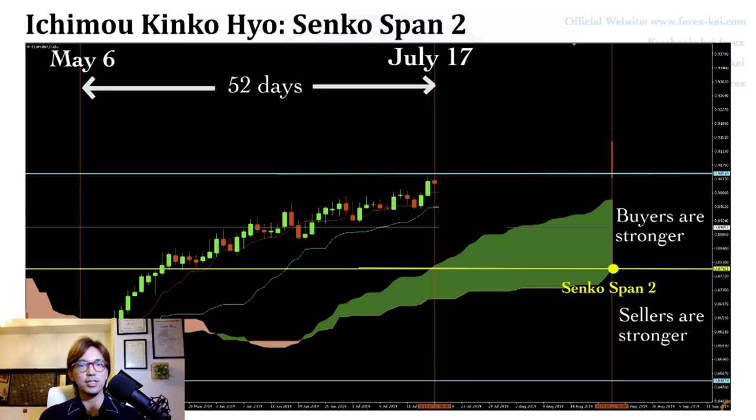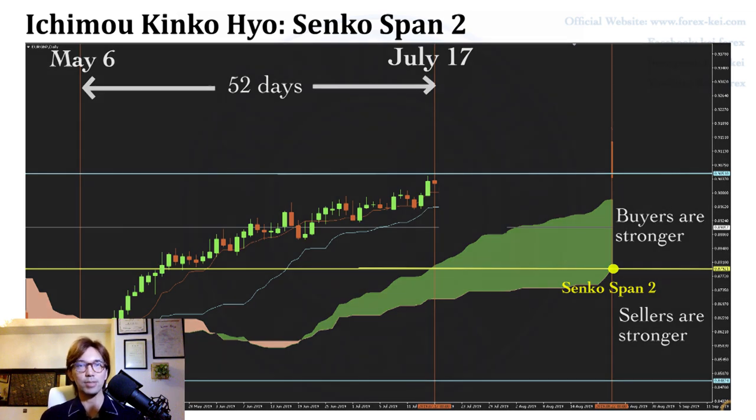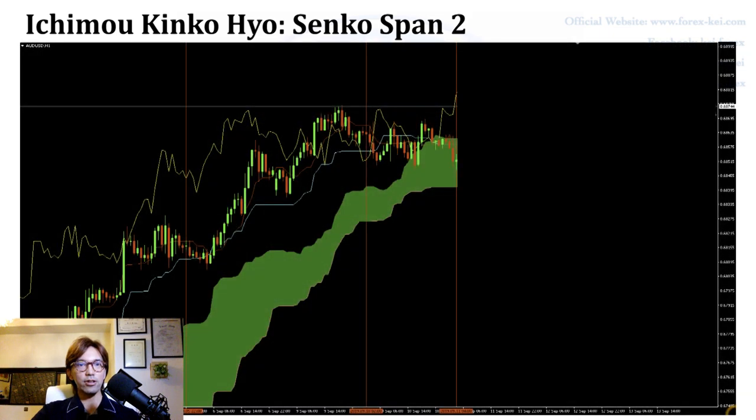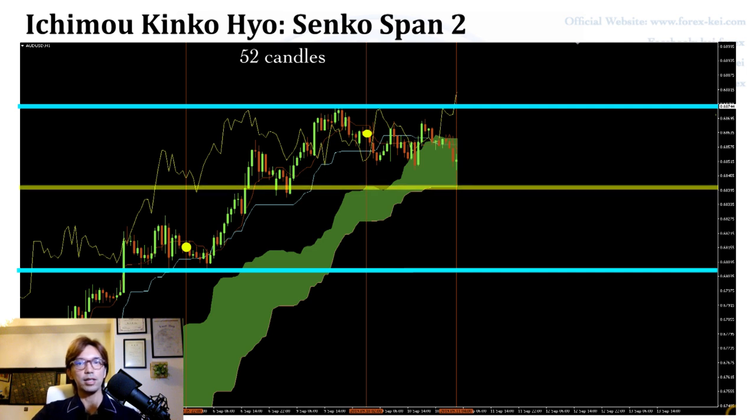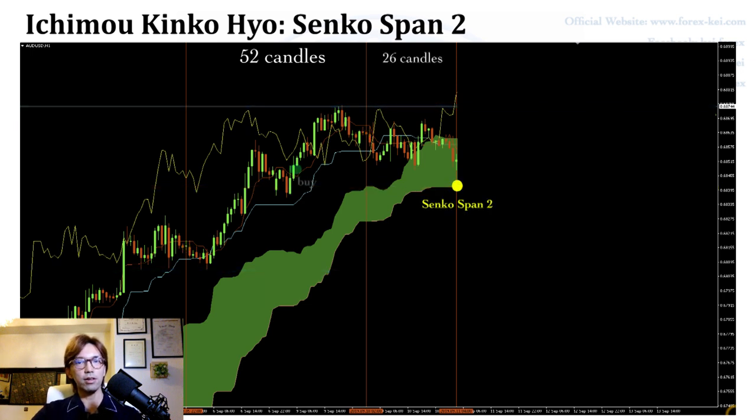Let's take another example and I will practically show you how I see the chart and trade with Senko Span 2. Here is Aussie dollar in 1 hour time frame. Between this candle and this candle, the highest price and the lowest price are on these lines, and the half price is right in between here. So the Senko Span 2 is located at this point, right? And let's say you bought it right here and are still holding the position until now. After you mark the highest, the price actually goes down like this.